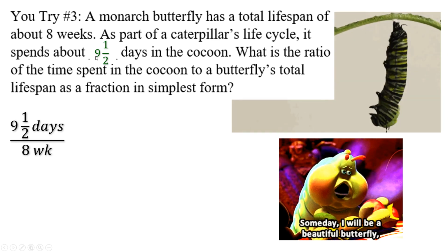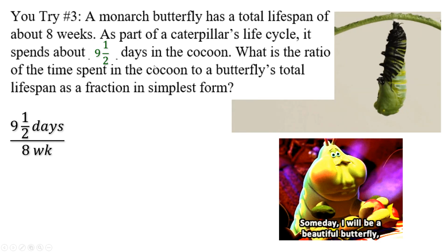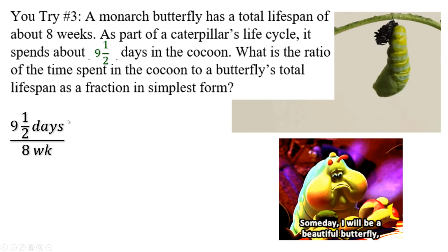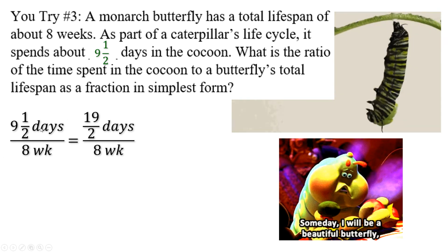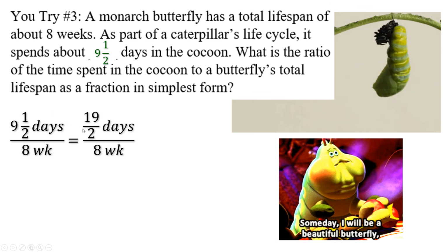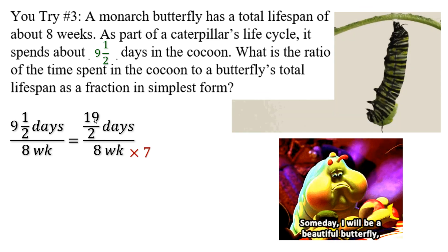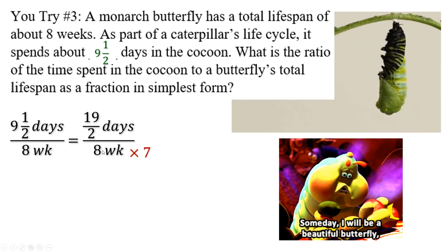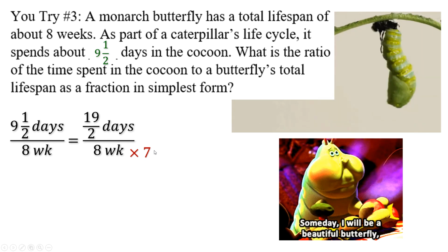So you're going to have 9.5 days per 8 weeks because it asks for the time spent in the cocoon compared to the total lifespan. Change the 9 1/2 into an improper fraction. 8 weeks, you could write this over 1 here if you want. You don't have to because we're going to do 8 weeks is equal to how many days? Well, there's 7 days per 1 week.